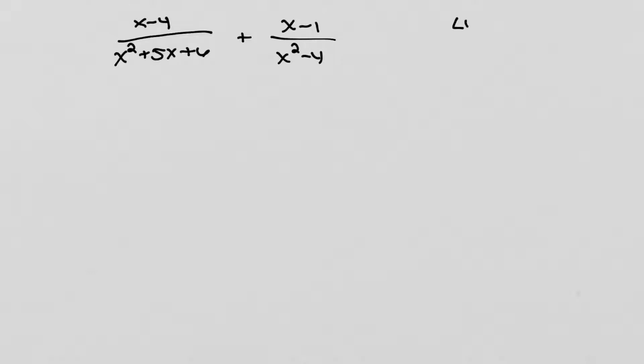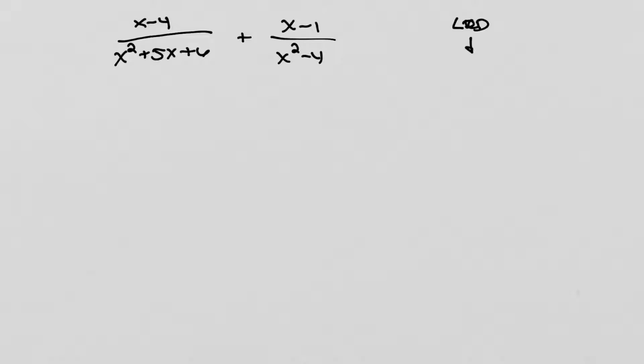All right, so let's try one more of these. If I had x minus 4 over x squared plus 5x plus 6, and then let's add to that x minus 1 over x squared minus 4. Okay. Remember, we want to find, if possible, the least common denominator. Because if you just use a common denominator, it will still work, but it's going to be pretty big.